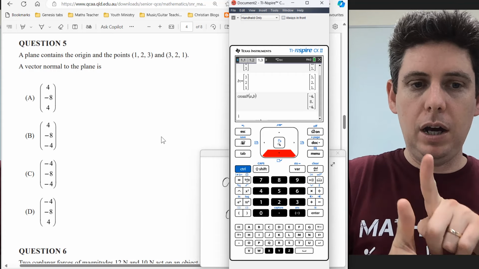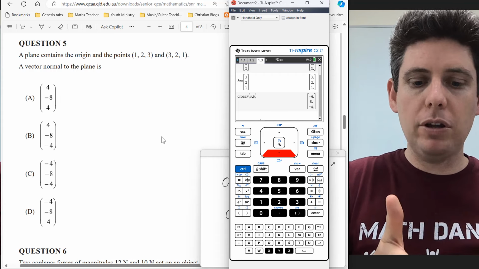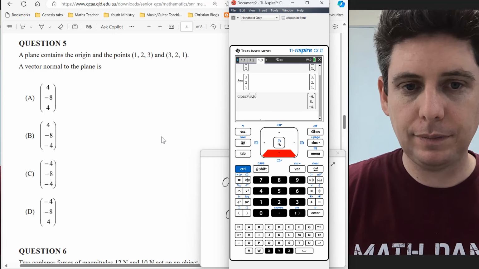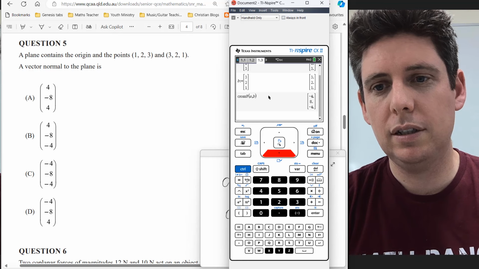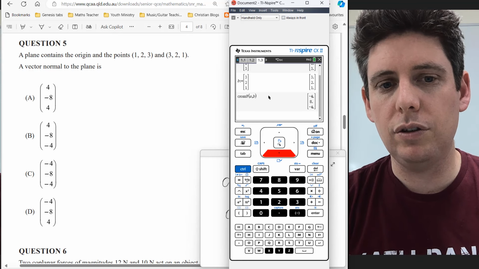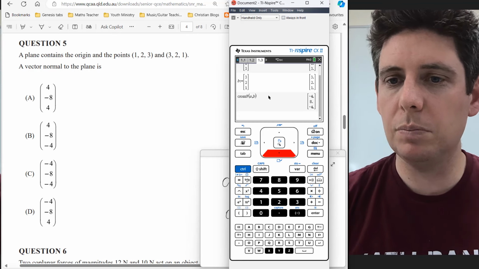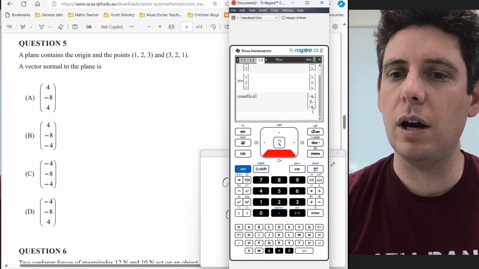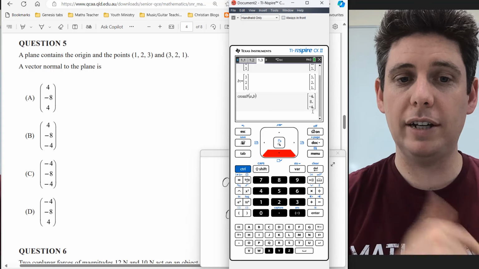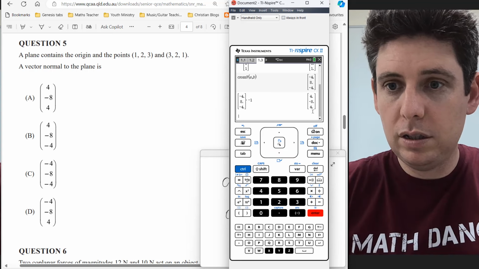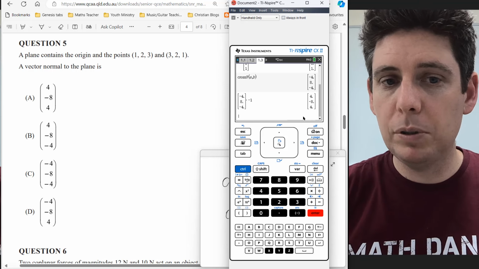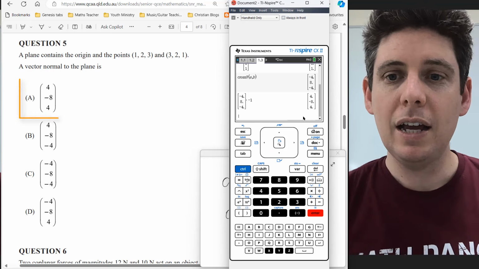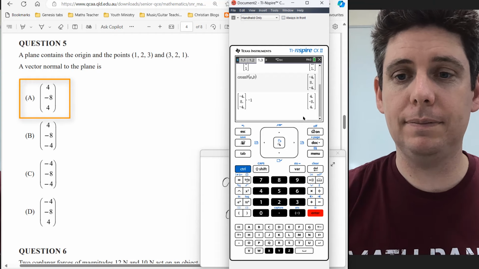So it's perpendicular to both A and B. So we got a cross product, but what we can do is multiply this by negative 1 to go in the opposite direction, and that will give us a vector normal to the plane, which is 5A is the solution.